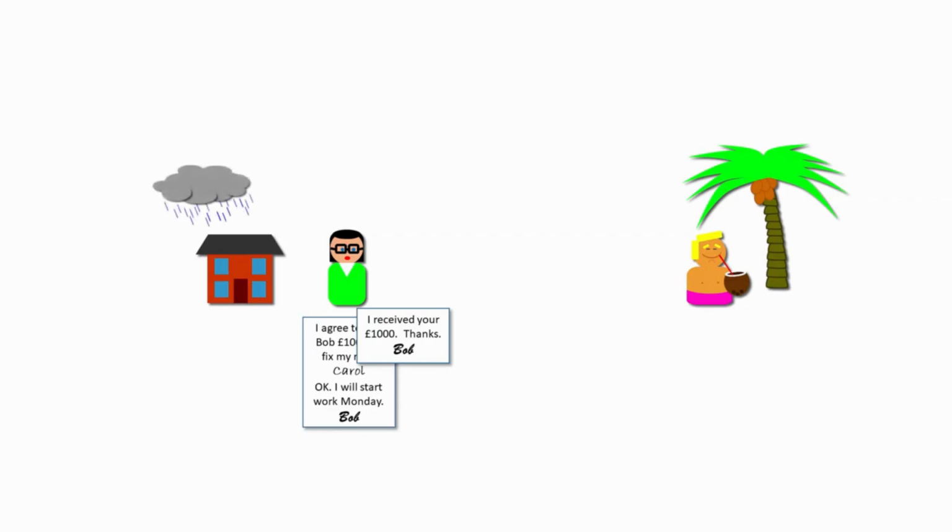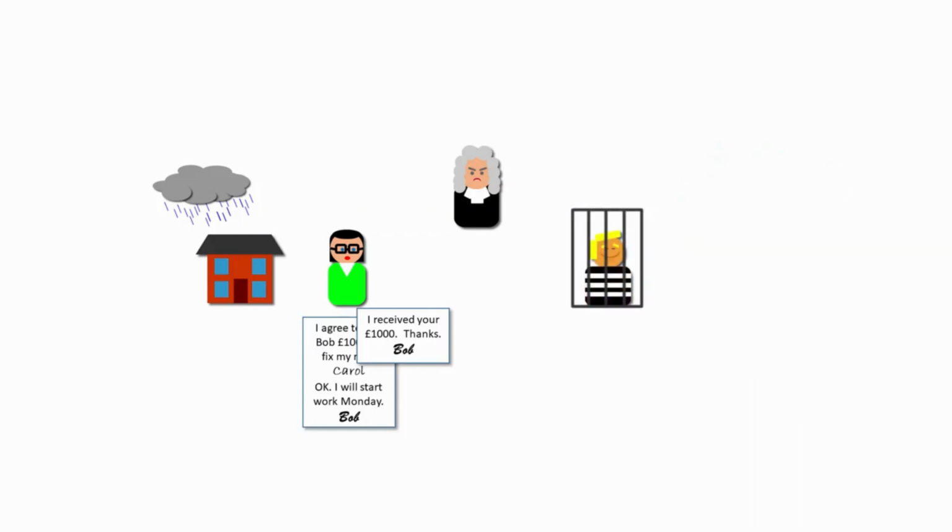On Thursday, it rains all day and all of Carol's furniture is destroyed. Poor Carol. Carol says it's Bob's fault, but Bob denies ever having agreed to do the work. Carol takes Bob to court. The judge looks at the contract and the receipt which Bob signed. Bob is ordered to pay the money back to Carol and to give her some more money for new furniture. And Bob is sent to jail, where he belongs.